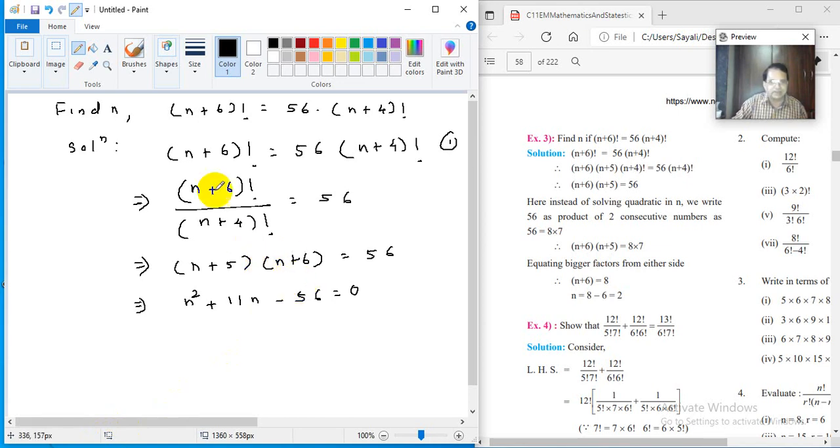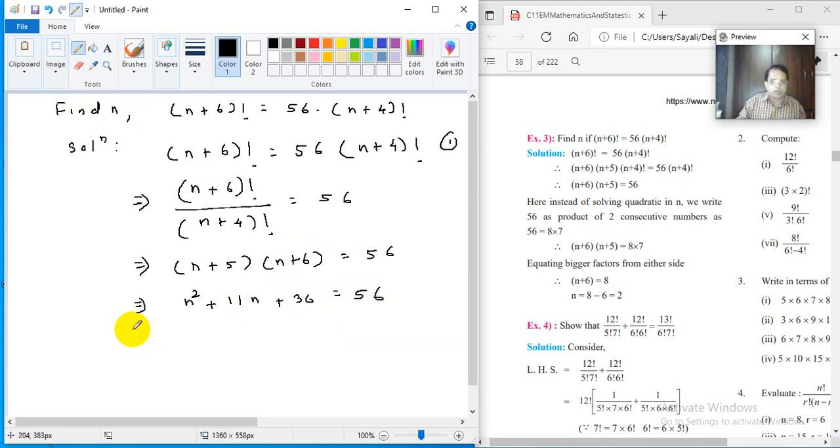Sorry, 56 नव्हे, extremely sorry, this is not 56. How I write 56 I do not know. Right, it is 5 into 6, so 30. So what we got is n² plus 11n is equal to plus 30, sorry, plus 30, and this is equal to, sorry, here this is not is equal to 0. Now you have to write this is equal to 56.